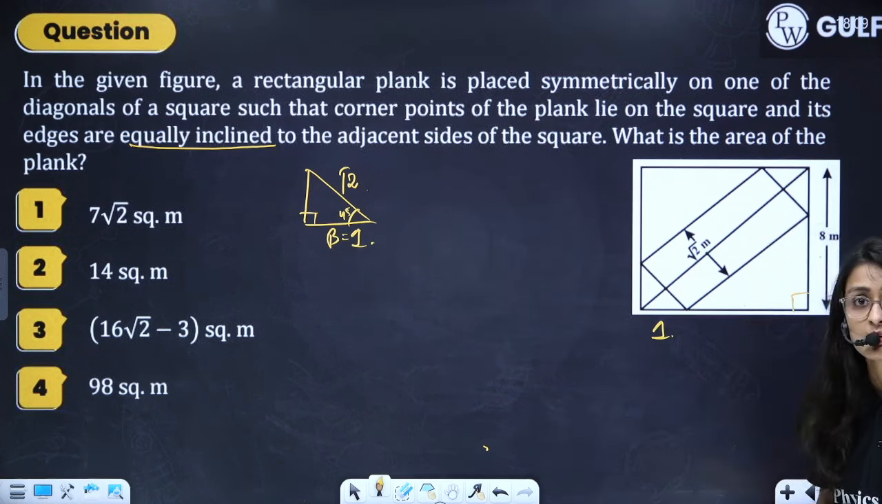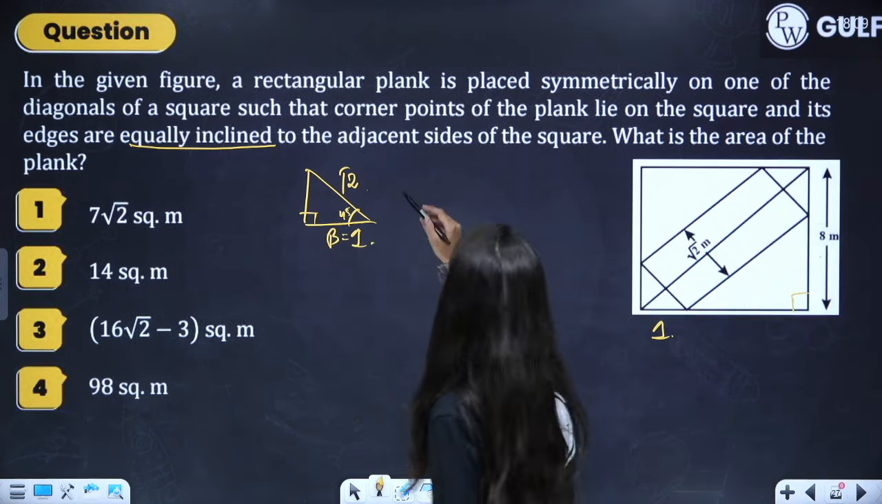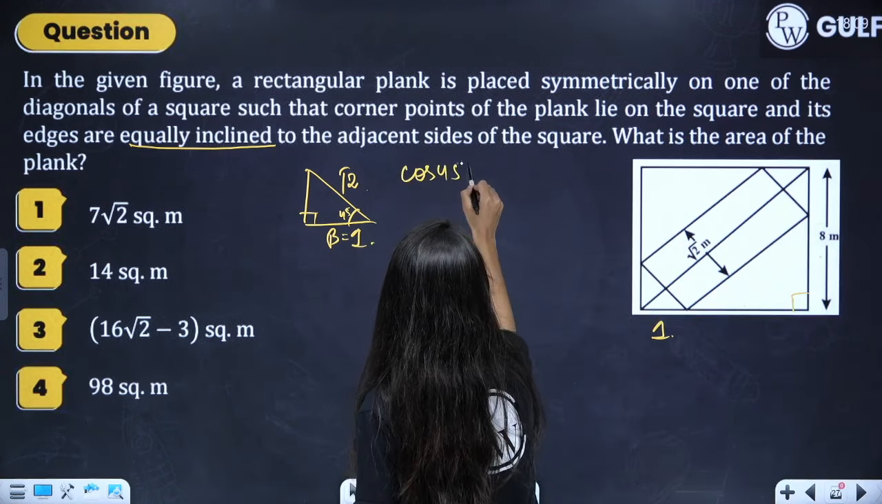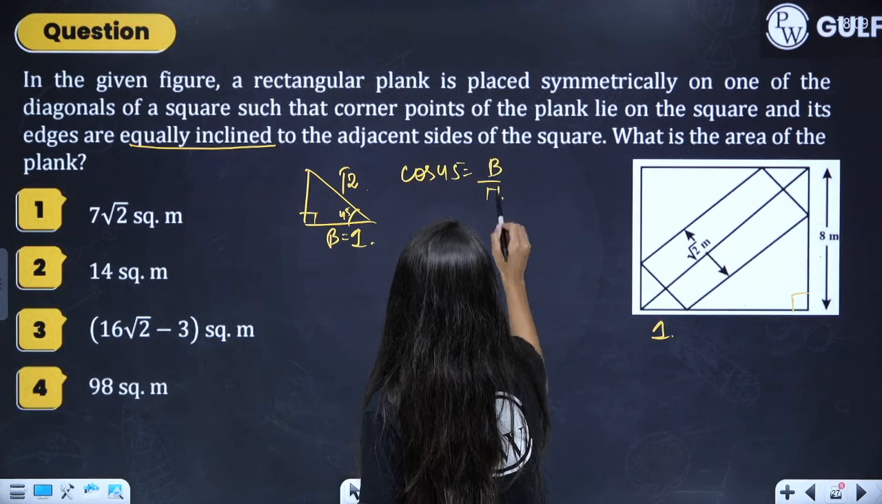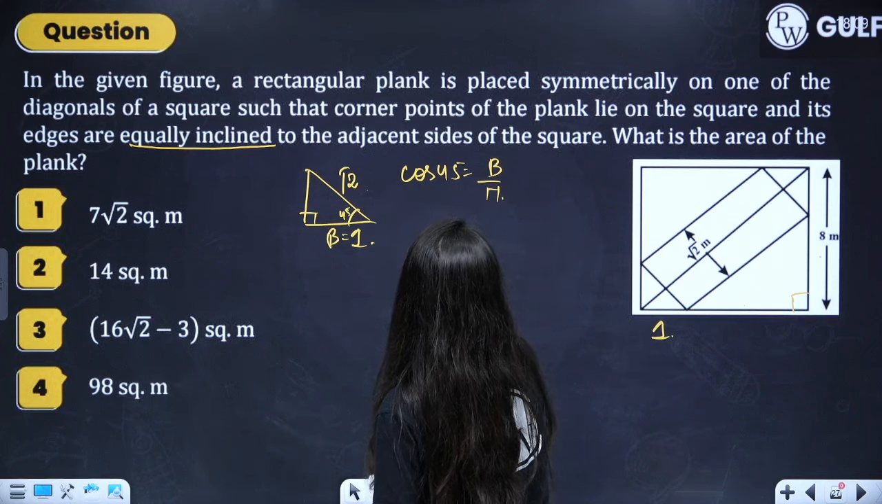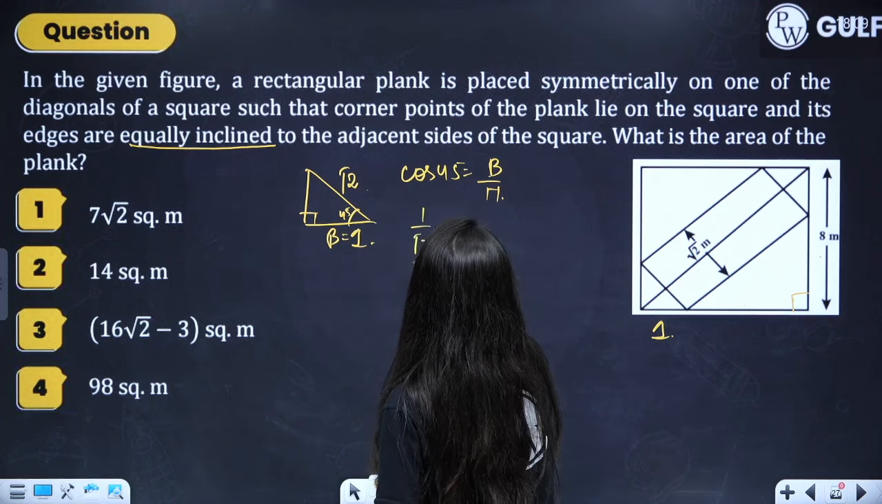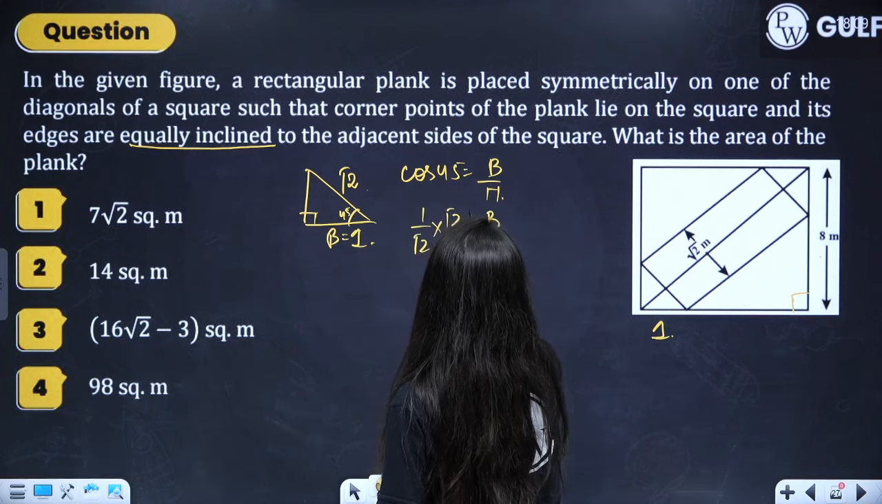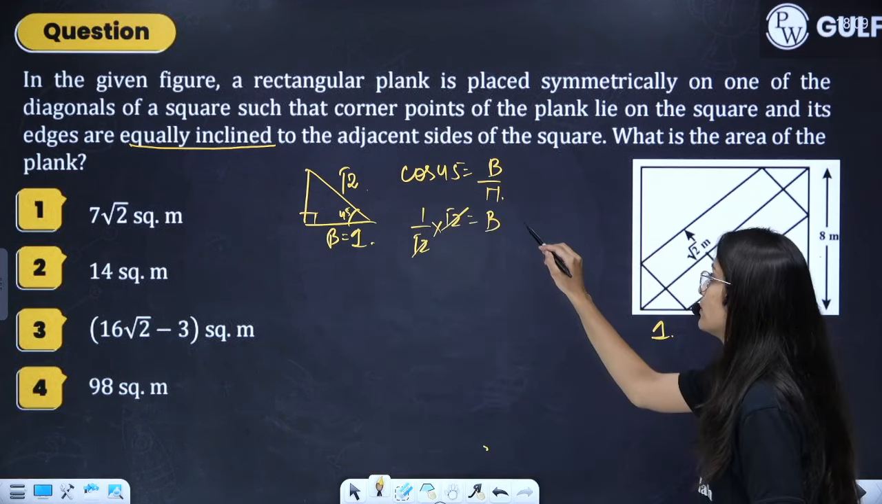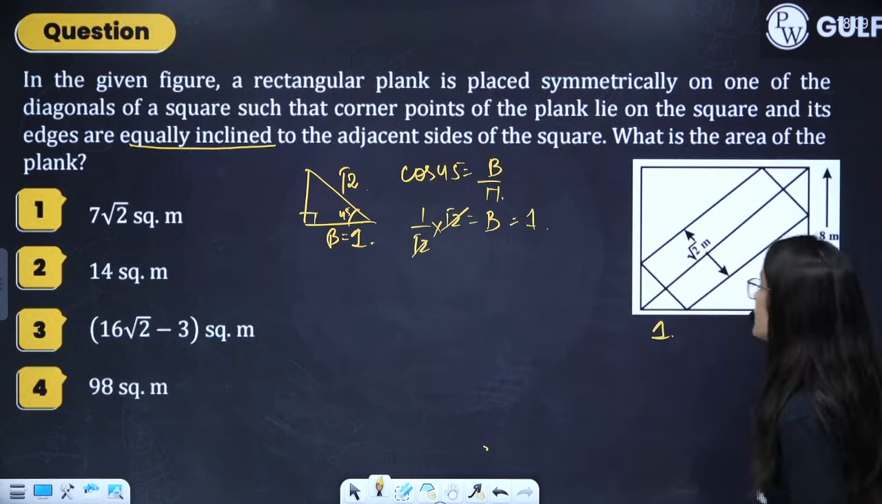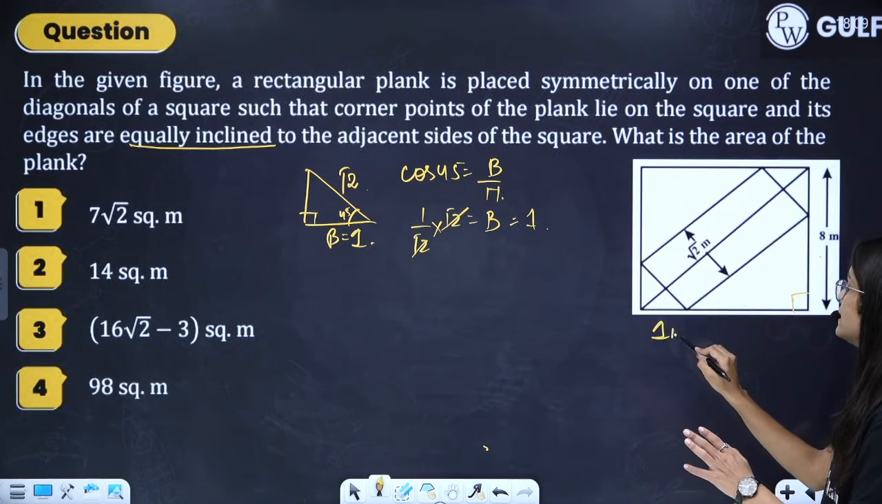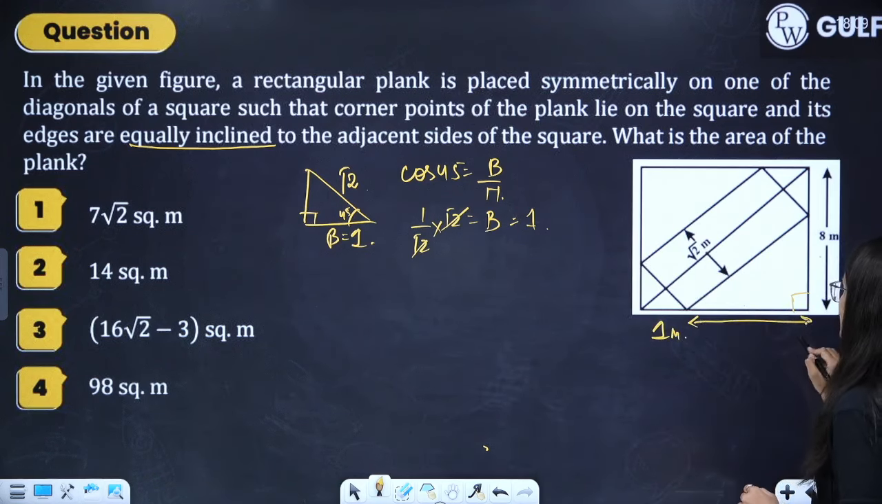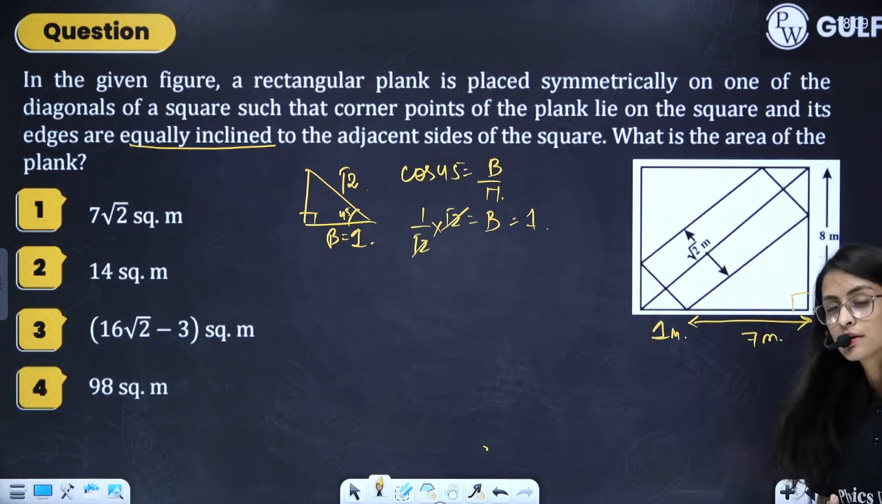If this b is equal to 1, I'll write that again for your reference. Cos 45 is equal to b by h. I know the value of h over here is root 2. So 1 by root 2 into root 2 gives me b, which would be 1. The value for b is equal to 1. Now if b is equal to 1 meter, so the remaining one would be 7 meters, right?